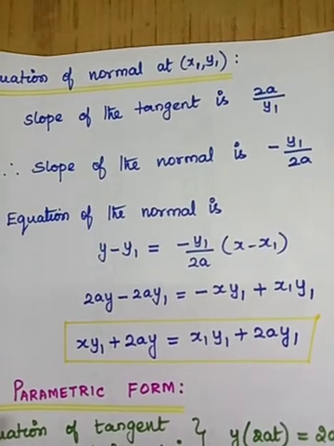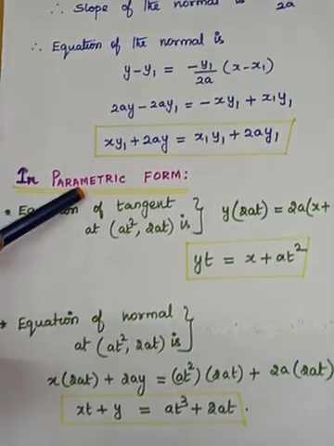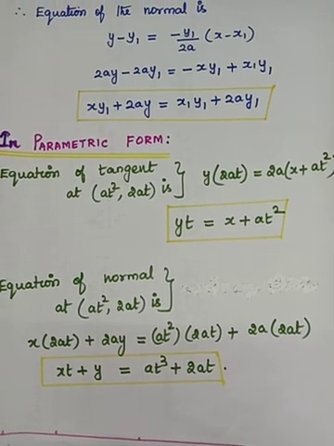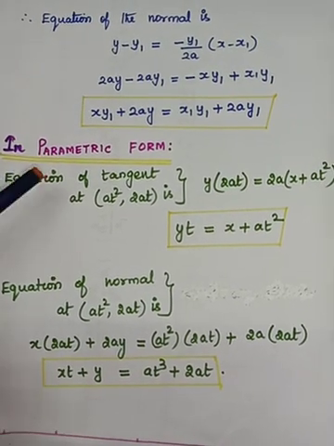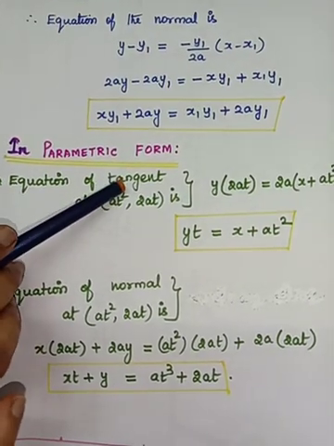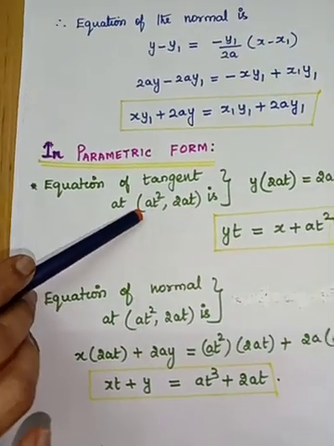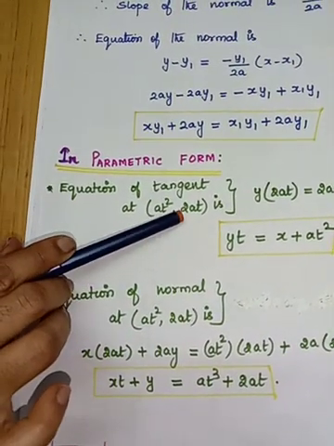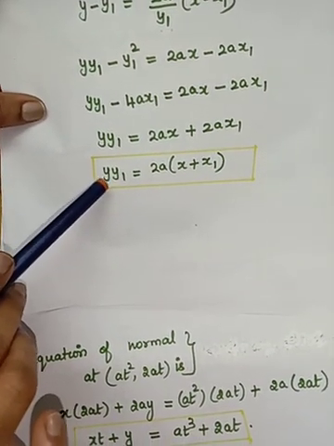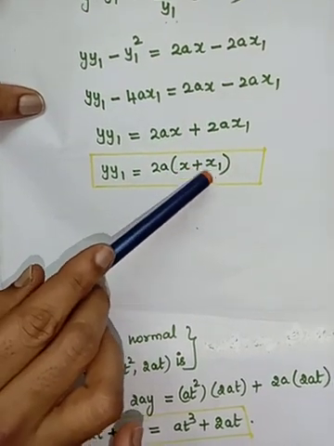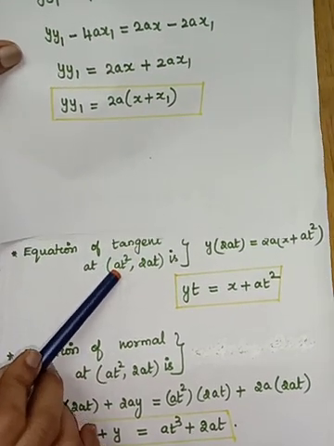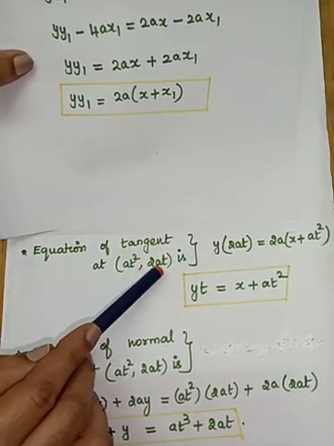So these two are the Cartesian form. Next we are moving to the parametric form. So we are going to write in terms of a third variable, t or theta, whatever it is, as we have already seen. So we are going to write in terms of a parameter. The equation of the tangent for the parabola, the parametric point is at squared comma 2at. The equation of the tangent to the parabola in the Cartesian form is y y1 is equal to 2a into x plus x1. In the place of x1 you have to substitute at squared, and in the place of y1 you have to substitute 2at.